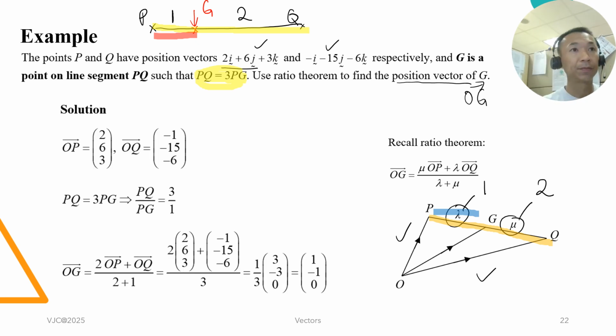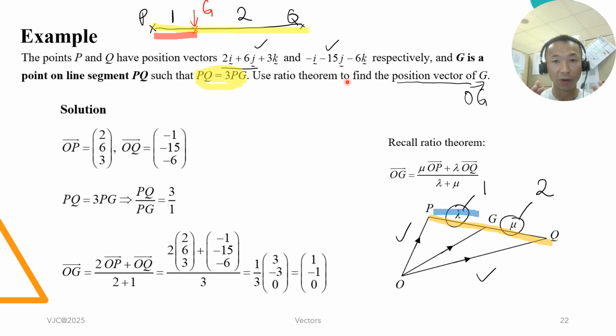Not difficult. Therefore you use your ratio theorem like that. Look here, I'm applying this one here. Your mu is 2. Your lambda is 1. Here like that. This calculation shouldn't be too difficult. Okay, that's the use of ratio theorem.